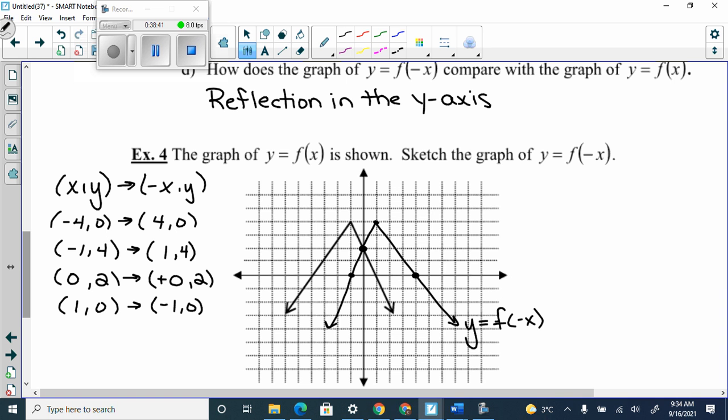Move. Oh my gosh. Is it frozen? Seriously?